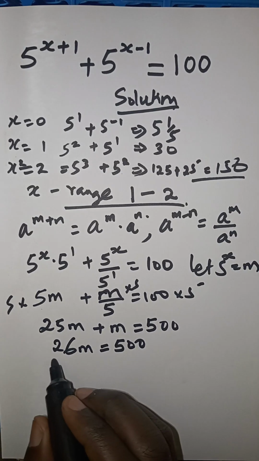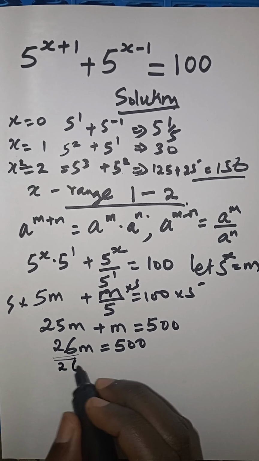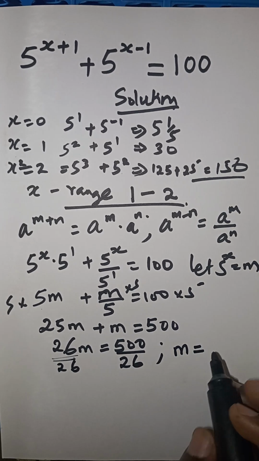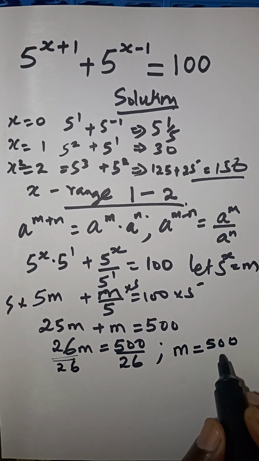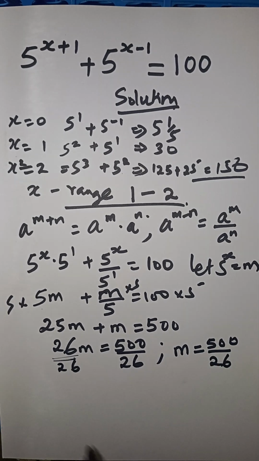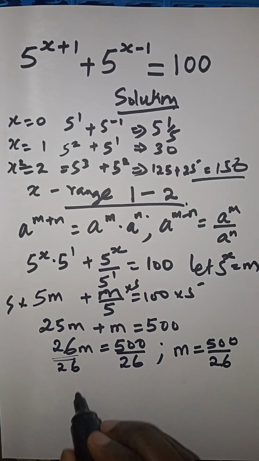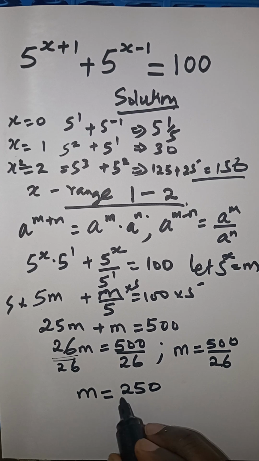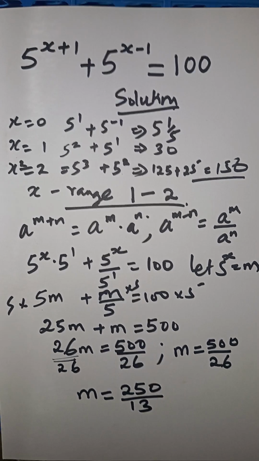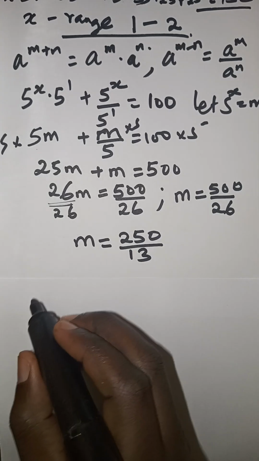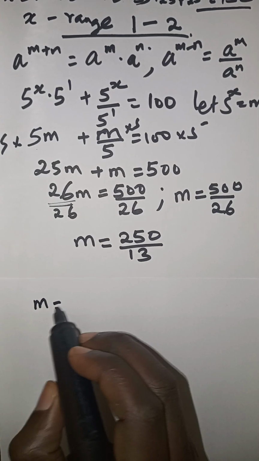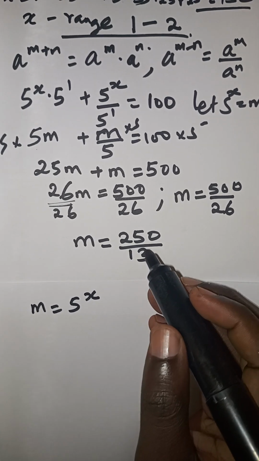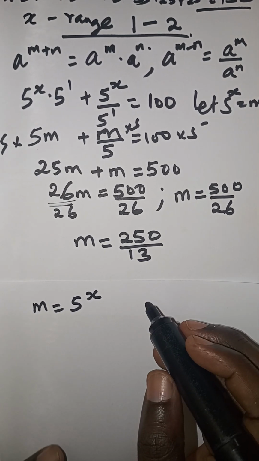So dividing this to get m, I'm going to divide all through by 26, so that the value of m now becomes 500 divided by 26. This can be simplified as m is equal to 250 divided by 13. So you're going to recall that you said m is equal to 5 to the power x, and we've managed to find m is equal to 250 divided by 13.